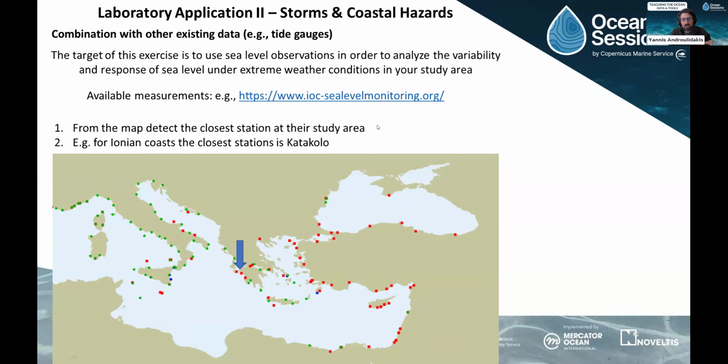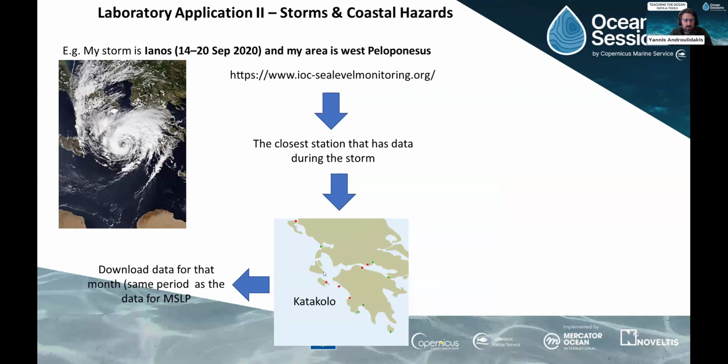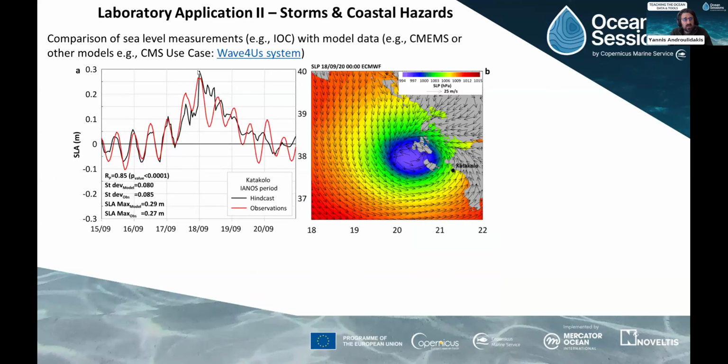This is tide gauge data. This is sea level measurements along many stations that are available online. And so the students have to choose a station that is very close to their study area. For example, this station here, during the same storm that I presented before, produced this increase in the sea level. And we compare this with the modeling data, so we can see if there are some errors in the modeling simulations.